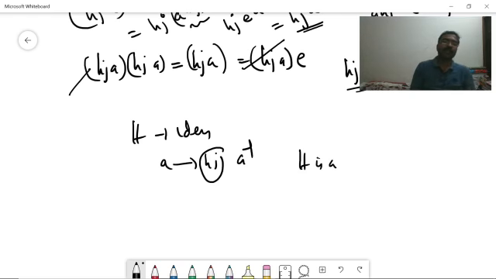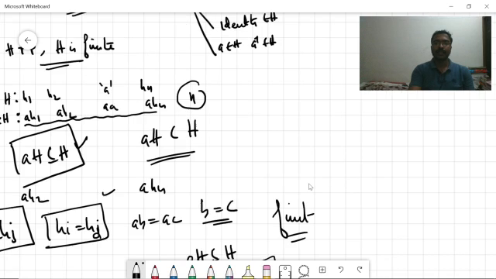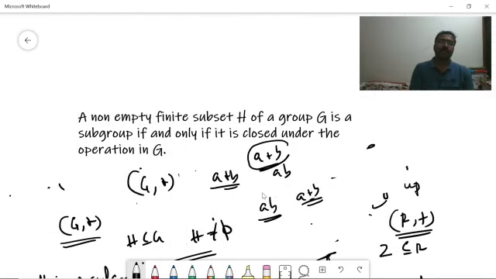So what is the condition here? Let us look at the condition once again. A finite subset of a group is a subgroup if, what's the condition? It is just closed under the operation in G. So this is an important proof. I hope it is clear. Okay, thank you.